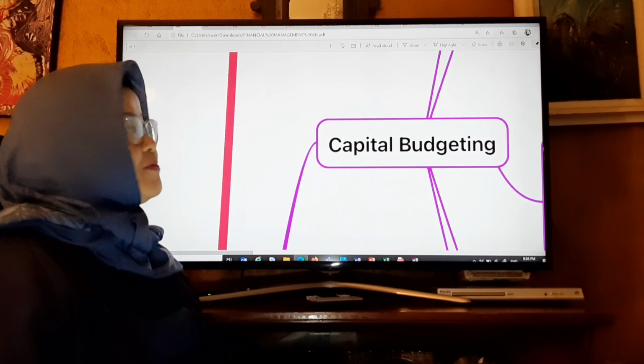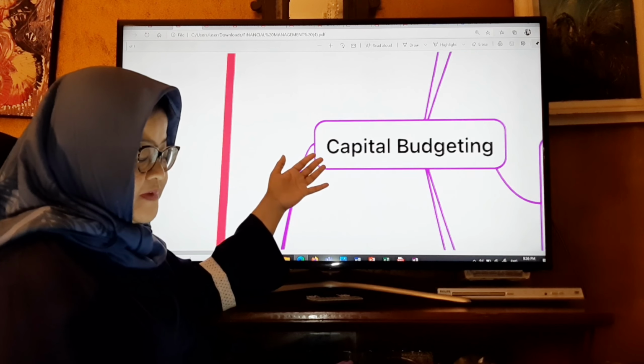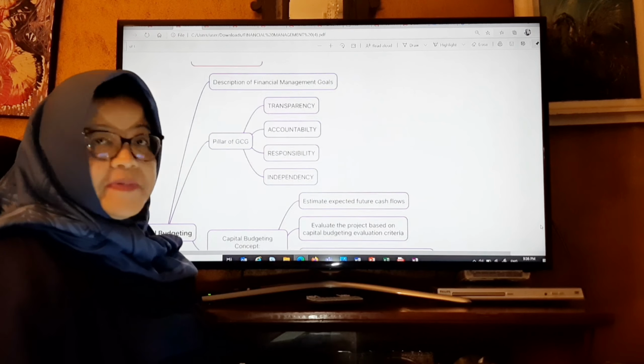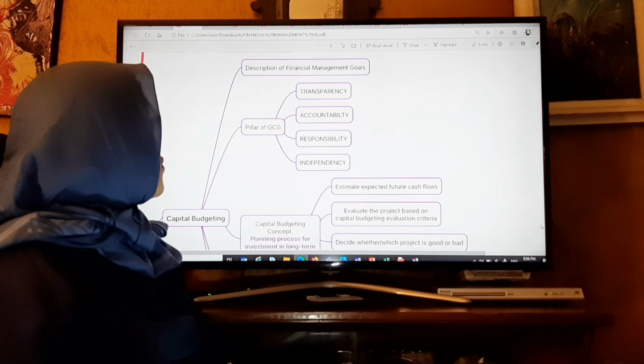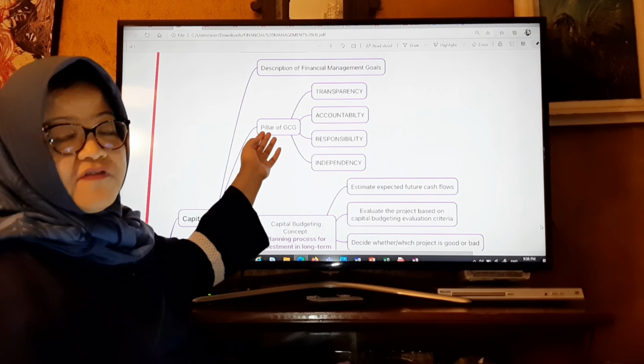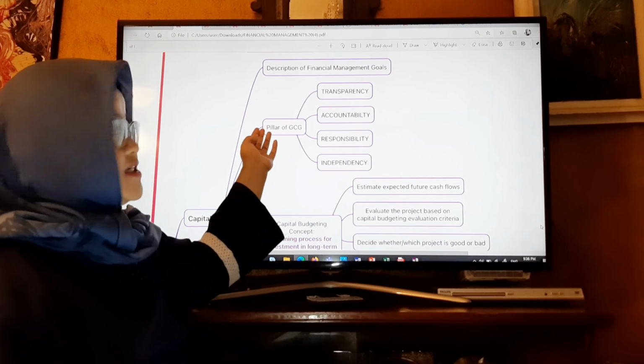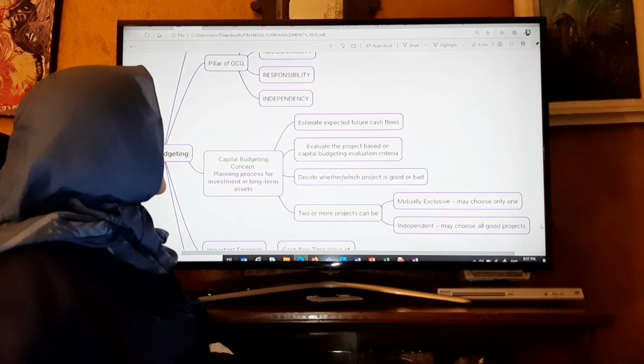The second week, we learn about capital budgeting. It is a description of financial management goals that say the optimal orchestration of internal and external financial resources. Here, we also study the pillars of GCG, Good Corporate Governance, which are transparency, accountability, responsibility, and independency. That's just a sample of what we study. And then next, we also learn about the capital budgeting concept between planning, estimating the expected future cash flow, and also important financial concepts.